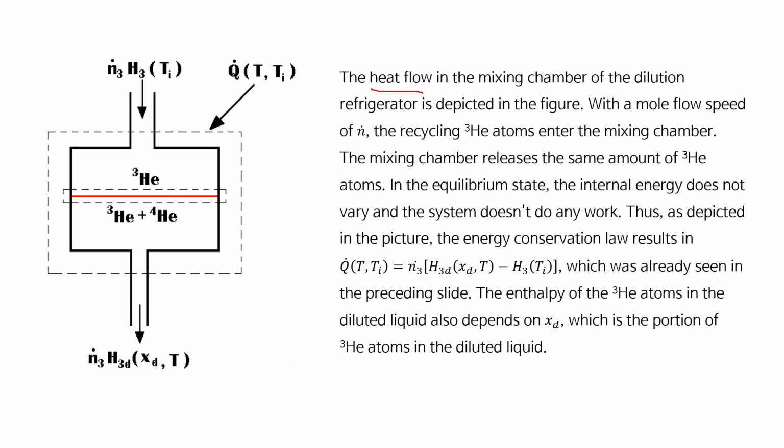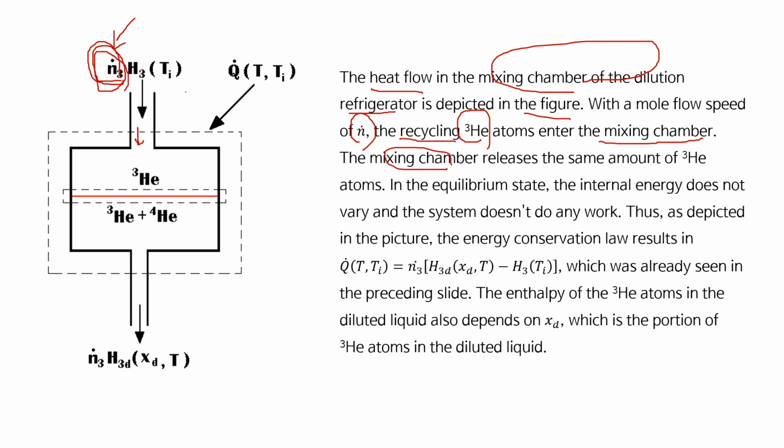The heat flow in the mixing chamber of the dilution refrigerator is depicted in the figure. In this figure, with a mole flow speed of n3 dot, the recycling helium-3 atoms enter the mixing chamber. Okay, the mixing chamber releases the same amount of helium-3 atoms.